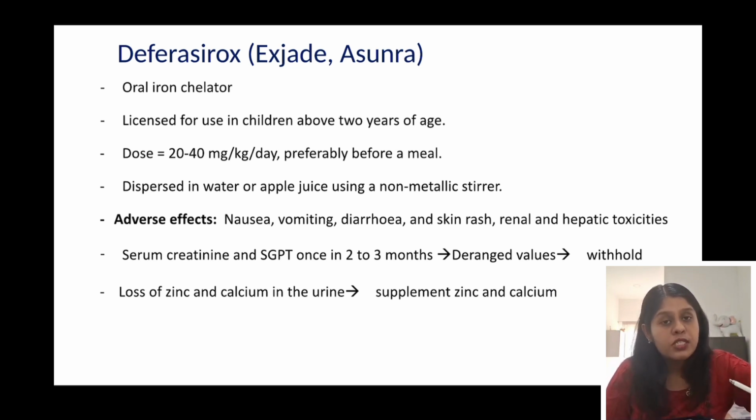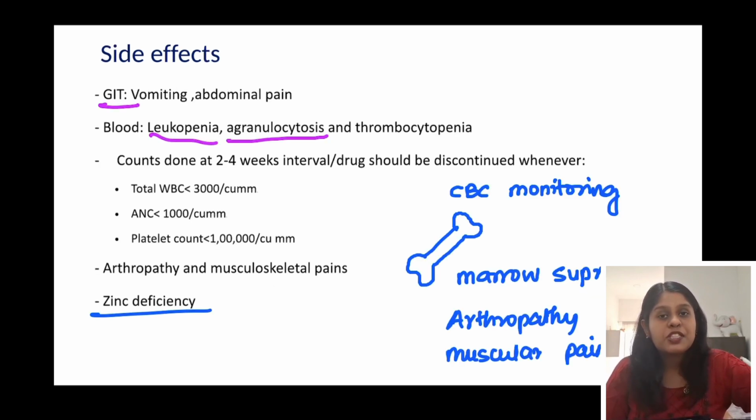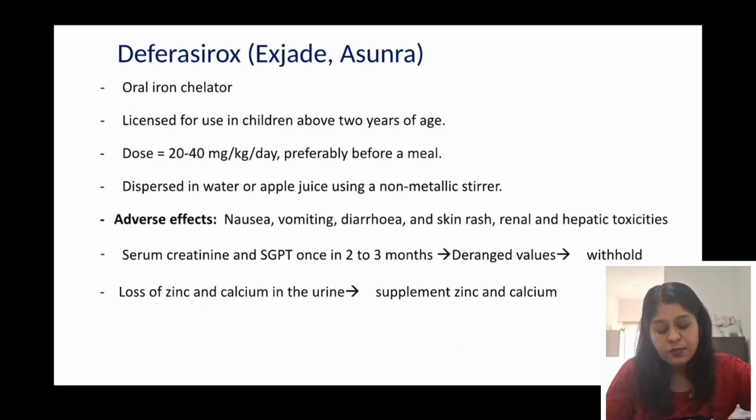So bones, what do you see there? There will be bone marrow suppression. Bone marrow suppression causing leukopenia. Bone marrow suppression that leads to agranulocytosis, and there can be arthropathy and musculoskeletal pain.